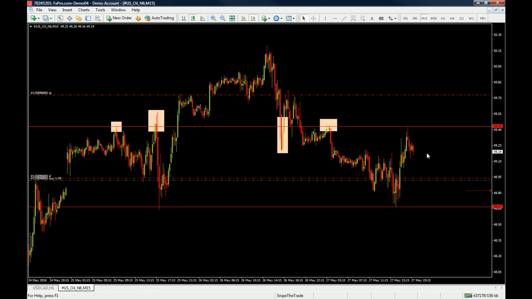You have no idea what's going to happen, so you have to protect your trade, you have to manage your trade, and most importantly, you have to protect your profits.